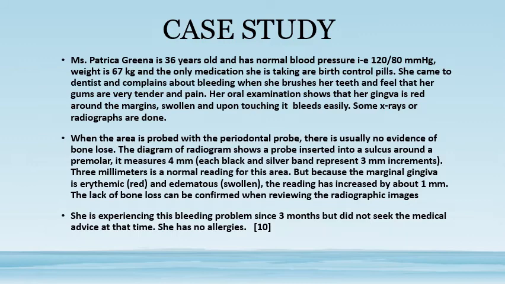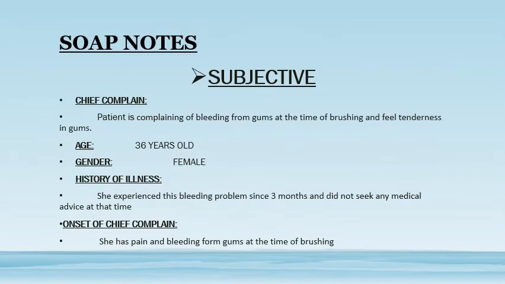She has had this bleeding problem for 3 months and did not seek any medical advice at that time, and she has no allergies. Now the SOAP notes. First, subjective. The chief complaint: the patient is complaining of bleeding from the gums at the time of brushing and feels tenderness in her gums. The age is 36 years old, gender is female.